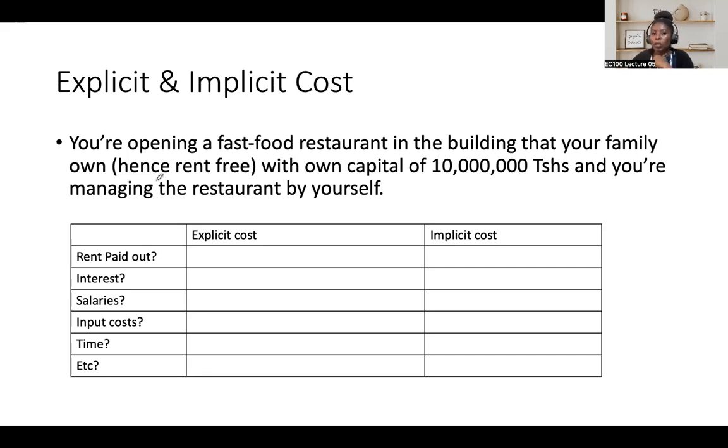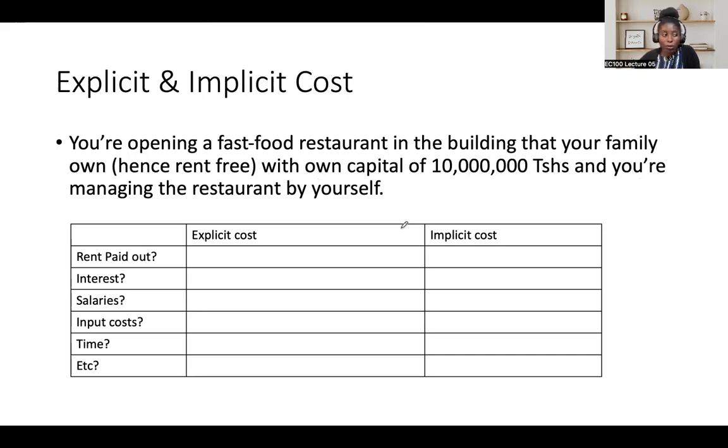You're not going to rent space somewhere, so no stress about that. You're not paying any rent because it belongs to your family. Then you have your own capital. You have been saving all your life, probably this amount of 10 million. It's yours. You have not gone to the bank as most businesses start. You have not borrowed anywhere. You've not sold anything. You have this money from your savings. And also, you have not hired anybody.